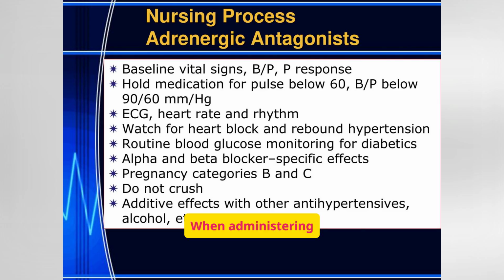When administering adrenergic antagonists, there are several important nursing considerations. We'll review these, including monitoring vital signs and ECG. Hold the medication if the HR is below 60 or BP is below 90/60. Watch for rebound hypertension if the drug is stopped suddenly. Beta blockers may hide hypoglycemia symptoms in diabetics, so close blood sugar monitoring is crucial.